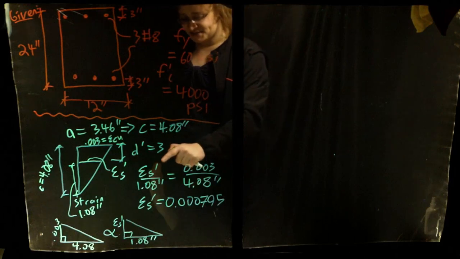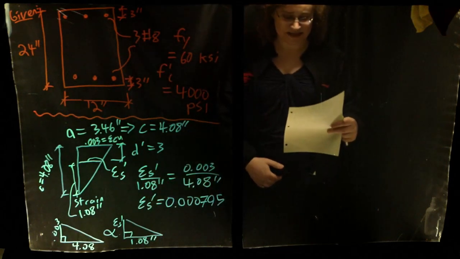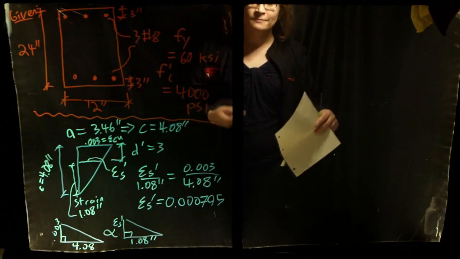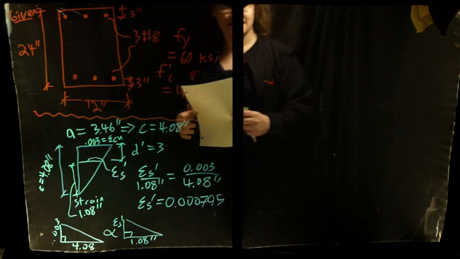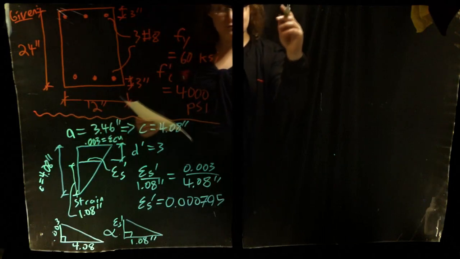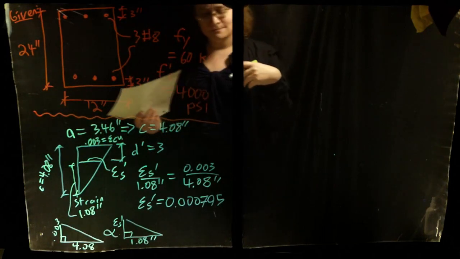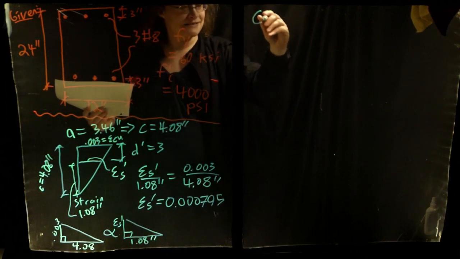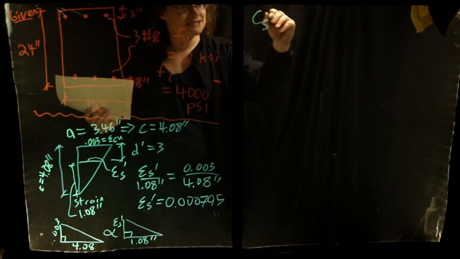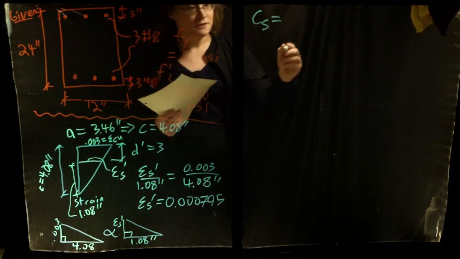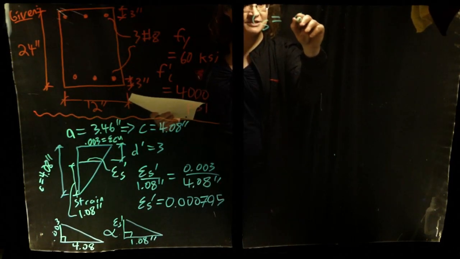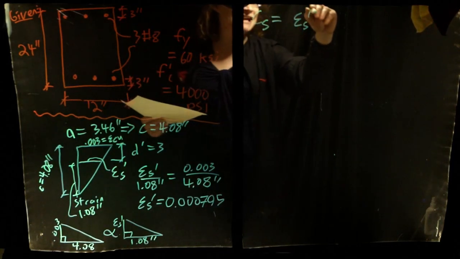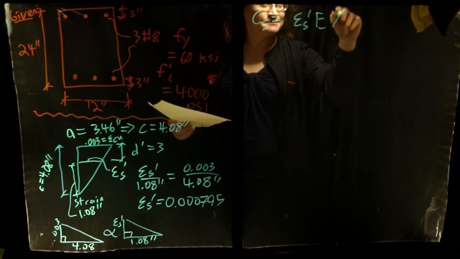So we need to turn the strain value into a force. In order to produce a force balance equilibrium, we need to have forces, not just strain. So we need a way of calculating our compression reinforcement force. And think about this. So we have C sub S, the compression force in the steel, and this is going to simply be equal to epsilon S prime times E times AS prime.